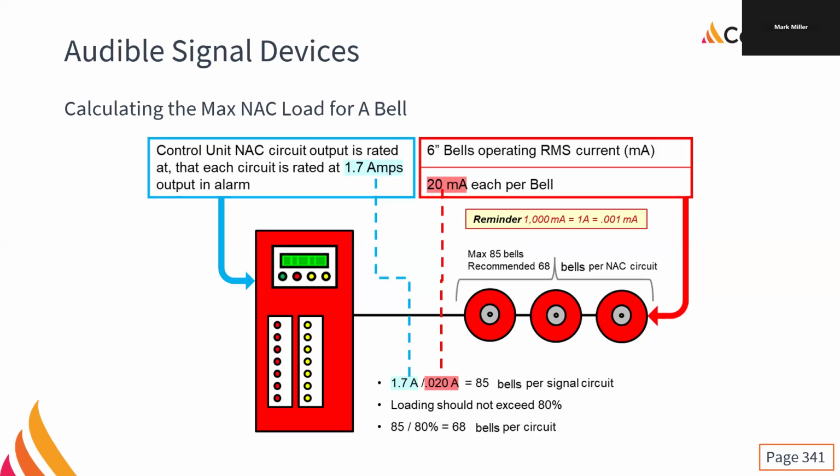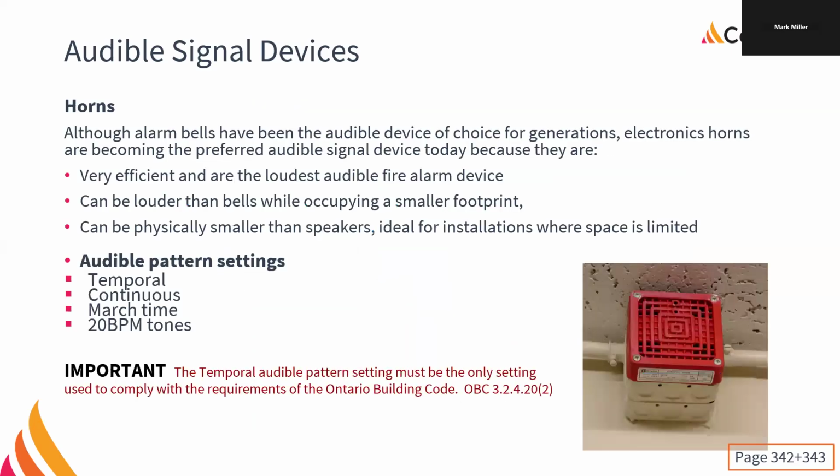But at 12 milliamps, or at 20 milliamps, which is a little bit high, if you've got 1.7 amps available and you only load it to 80%, that's still 68 bells. They're very efficient. That is a lot of bells. Okay, so the load is typically not an issue, and you're probably fine with 14 gauge unless you're going thousands of feet.